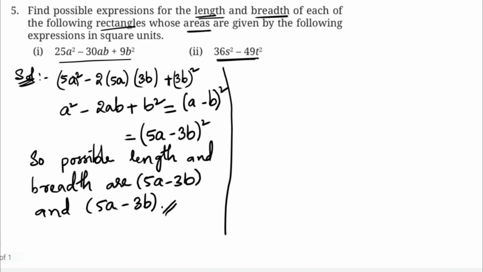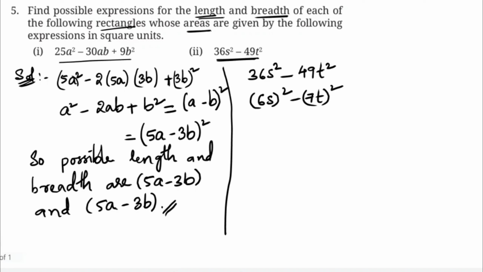Now let us solve the second one. The second one also has perfect squares, like 36 is a perfect square, 49 is also a perfect square. So first let us write this down as it is: 36 s square minus 49 t square. So this can be written as 6s whole square minus 7t whole square.